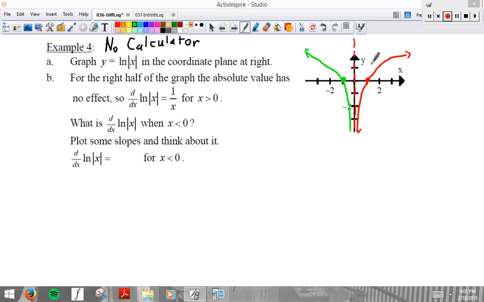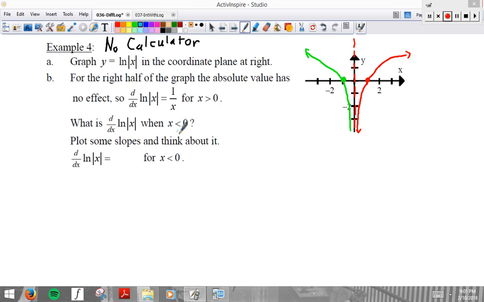Now, if you didn't get that right, retry part B. I'll give you some time, although you could have infinite time if you wanted by pausing the video. 3, 2, 1. All right. So for the right half of the graph, the absolute value didn't do anything. It's the original graph. So if x is positive, the right half, the derivative should still be the same as natural log. Okay? Nothing changed.